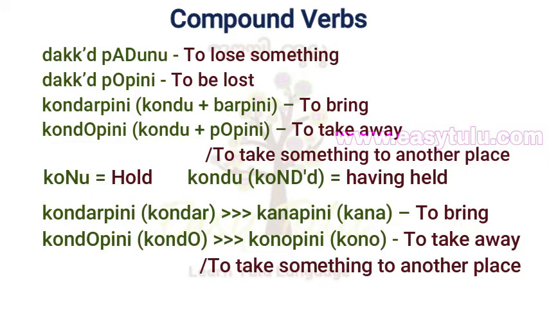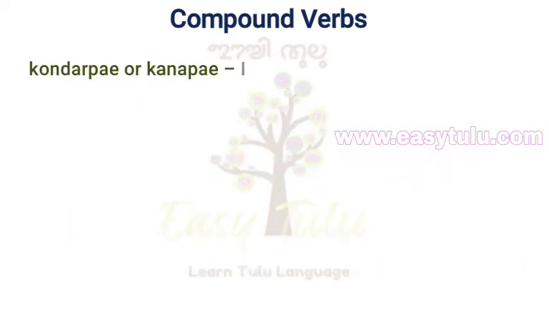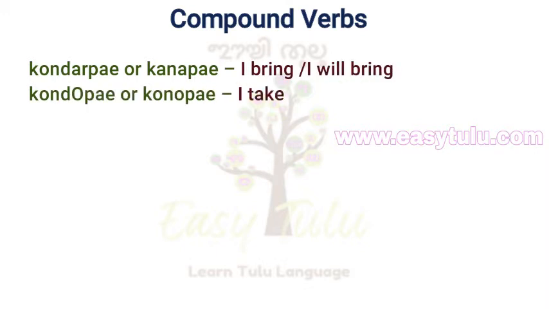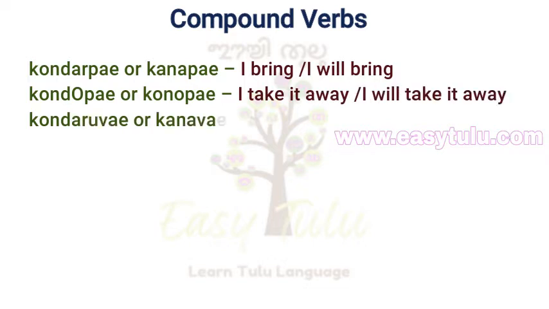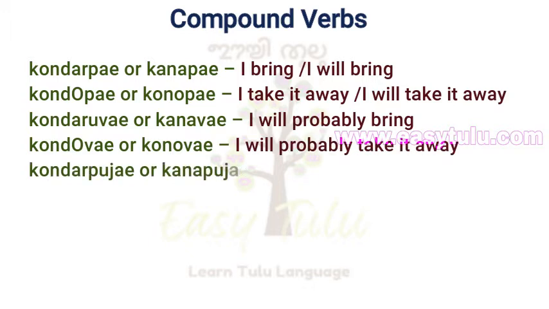The verb kana or kondar is conjugated same as bar, and the verb kono or kondo is conjugated same as po. Kondarpe or kanape means I bring, I will bring. Kondope or konope means I take it away or I will take it away. Kondaruve or kanave means I will probably bring. Kondove or konove means I will probably take it away.